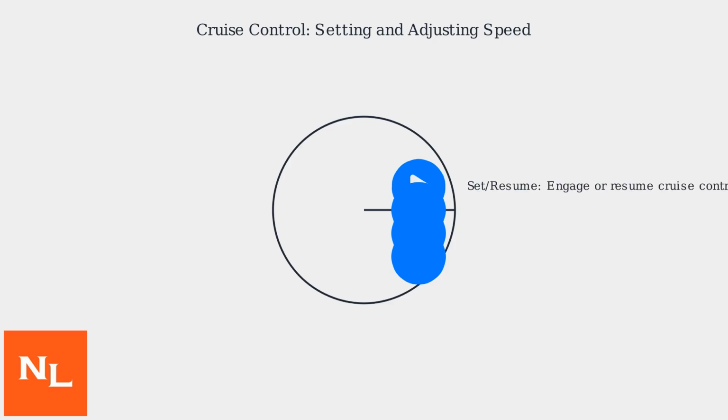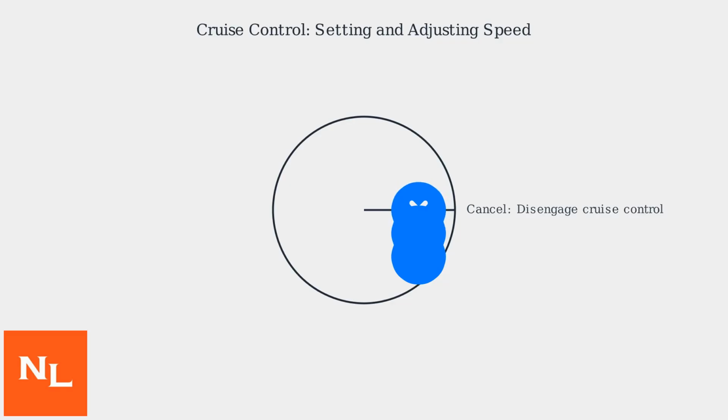The Set Resume button engages cruise control at your current speed or resumes the previously set speed. The Cancel button disengages cruise control while keeping your speed settings saved. The Plus button increases your cruise control speed in increments. The Minus button decreases your cruise control speed in increments.